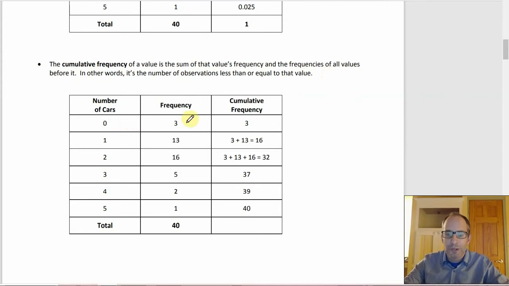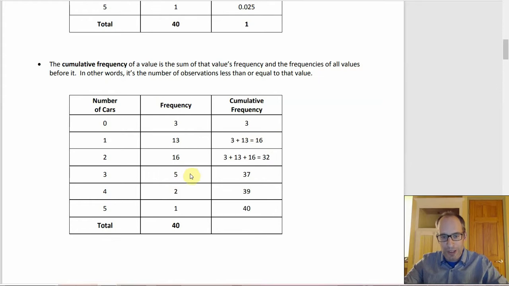So for 0, the frequency is 3. The cumulative frequency is also 3 because there's nothing before 0, right? That's the first possible value. But then for 1, the frequency is 13. The cumulative frequency is going to be 16 because you get the 13 for the 1 plus 3 before it for the 0. So that's where the 16 comes from. For 2, you have 16 2's, but then you also have these up here because 0 and 1 come before 2. So it's 3 plus 13 plus 16, which is 32.